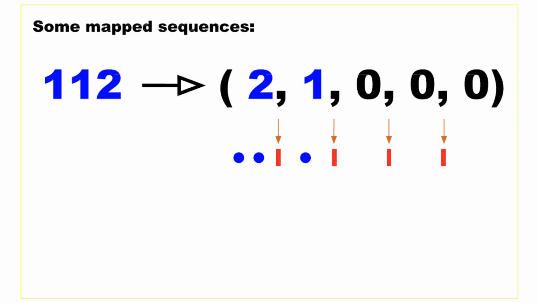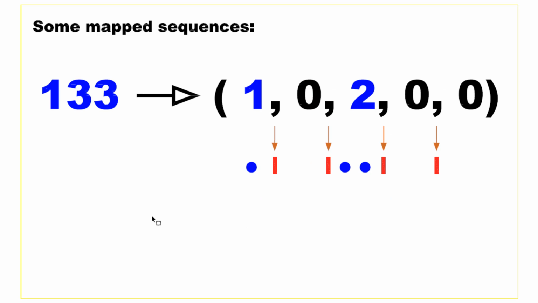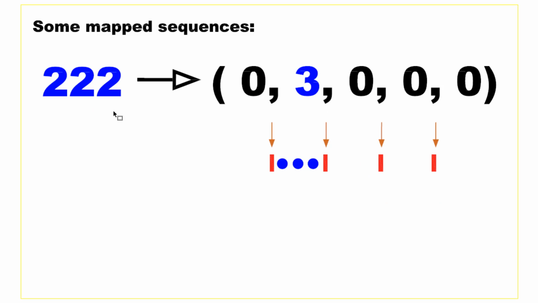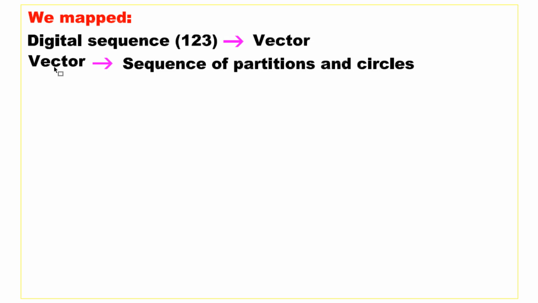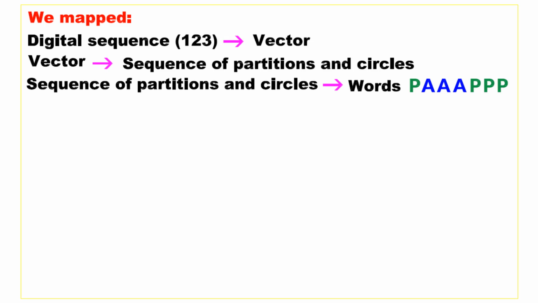We can see now how different sequences are mapped into different ordered words, such as this sequence here. So this sequence is mapped into this word, and this sequence here is mapped into another ordered word, and this sequence here is mapped into another ordered word, and so on. So now let us summarize what we did until now. We mapped a digital sequence such as 1, 2, 3 into a vector, and after that we mapped the vector into a sequence of partitions and circles, and again we mapped the sequence of partitions and circles into words such as this word.